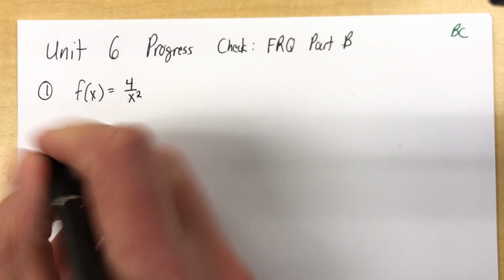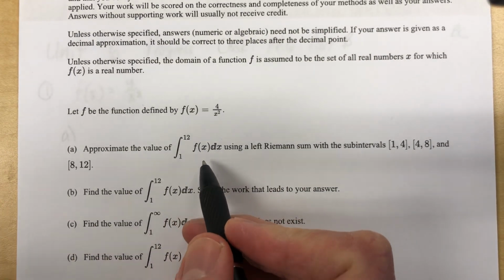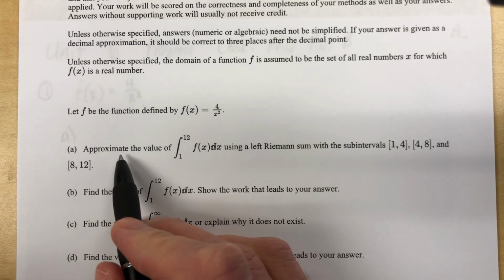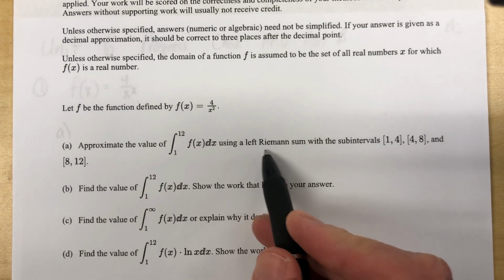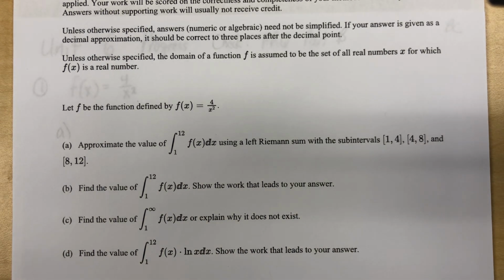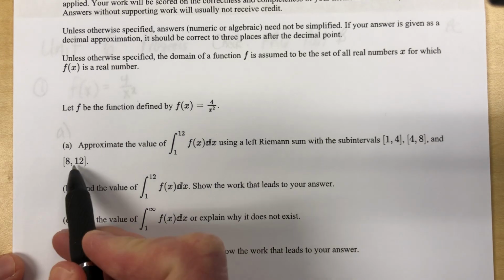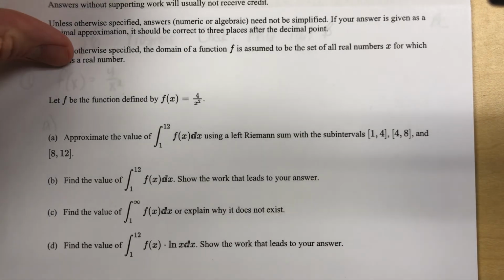Part A says, approximate the value of the integral from 1 to 12 of f of x, finding the area under a curve, using a left Riemann sum with subintervals from 1 to 4, 4 to 8, and 8 to 12. Whoa, what? Okay. We are going to set up a left Riemann sum with 3 subintervals, 3 rectangles, if you want to call it like that.